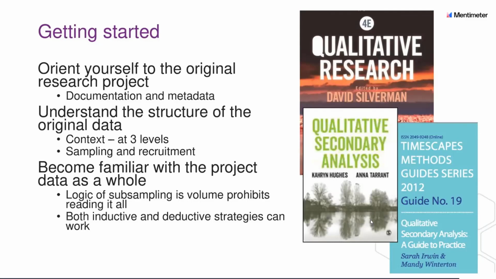If you're looking for more guidance or discussion on these issues, then there are two sources that I highly recommend, both pictured here on this slide. First and foremost is the Sage Handbook of Qualitative Secondary Analysis, which came out about a year or a year and a half ago. It's edited by Karen Hughes and Anna Tarrant, and it's basically a comprehensive guide to some of the issues that I've already mentioned, particularly around recontextualization and sampling.